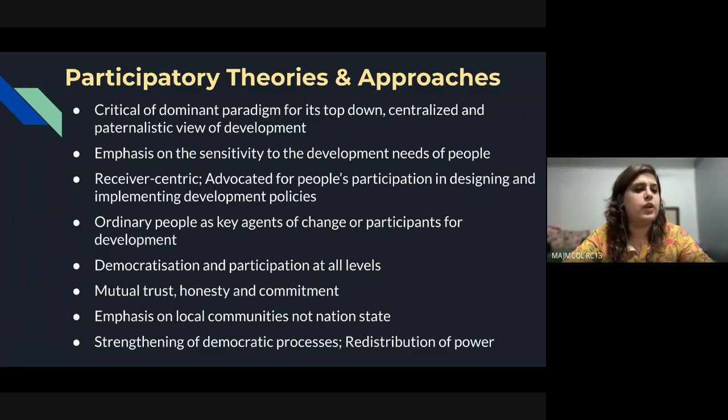So the idea of democratization and participation became primarily important in the participatory theories and approaches, which worked on mutual trust amongst the people who are making and designing those theories and who are implementing those development policies. So trust, honesty, and commitment became incredibly integral to the participatory theories and approaches. The emphasis, as I talked about, was on local communities, that is, localization, and strengthening of democracy via the people became pertinent here.